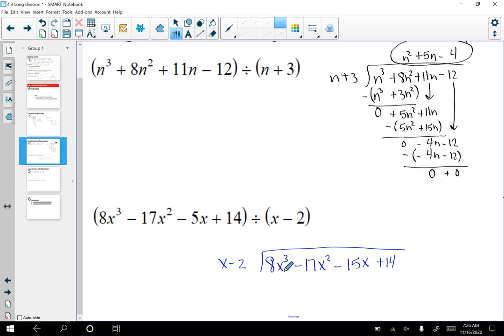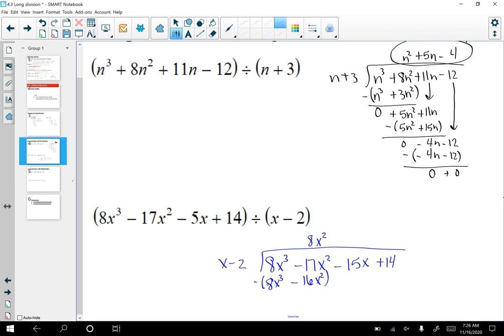How can we get 8x cubed from x? So what do we need to multiply x by to get 8x cubed? Well, to get the x cubed, we need to multiply by x squared. So we know it's going to go over our x squared term. And then do we need a coefficient? Yes, we need to get to 8. And our coefficient here is 1. So 8 times 1 is going to give me 8. So 8x squared times x gives me 8x cubed. And then we have 8x squared times negative 2 is going to give me negative 16x squared.